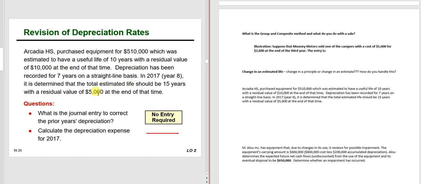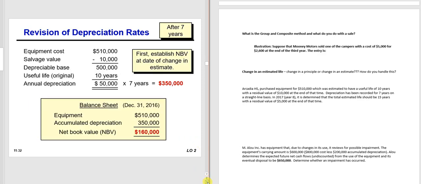And notice the residual value has changed. So what journal entry to correct prior year depreciation? I don't correct changes in estimates. I only correct changes in accounting principle or correction of an error. And this is not an error. This is an estimate. So what I need to do is figure out how much depreciation I've taken.